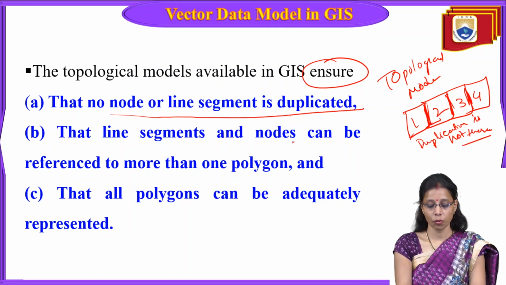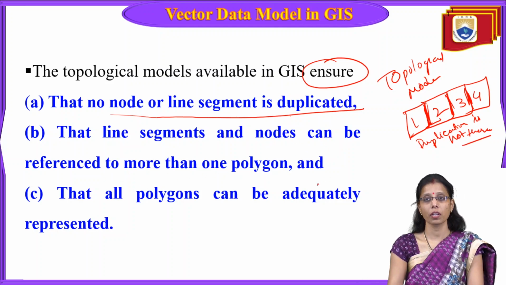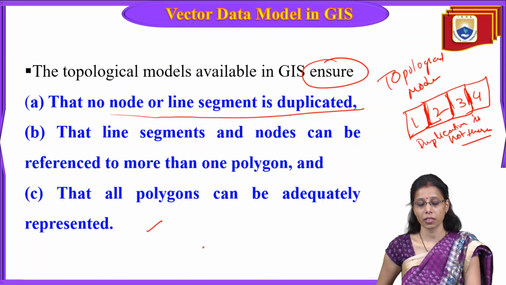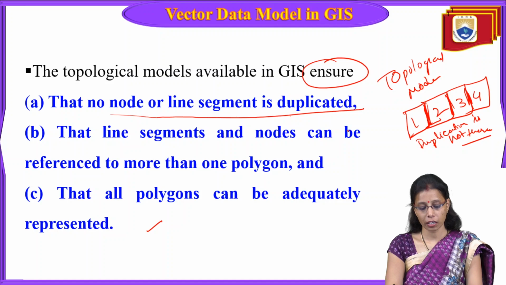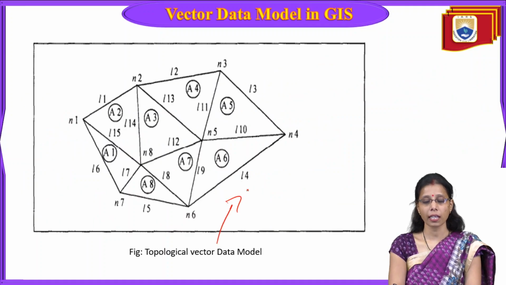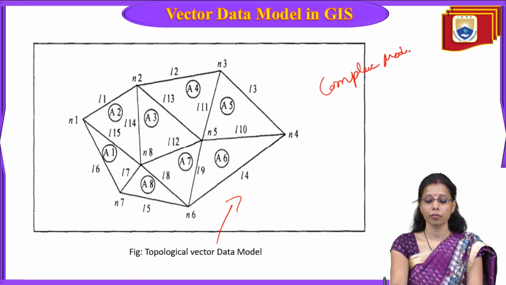The line segments and nodes can be referenced to more than one polygon, and all polygons can be adequately represented. First, there is no duplication. Second, the line segments and nodes can be referenced to more than one polygon. And third, all polygons can be adequately represented. So this is how the topological vector data model looks. We can say it's a very complex model.